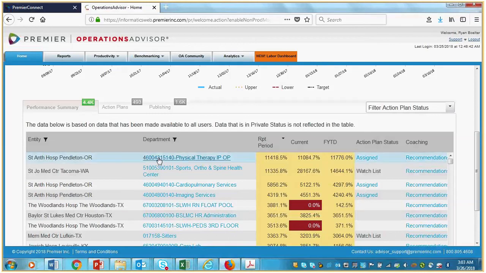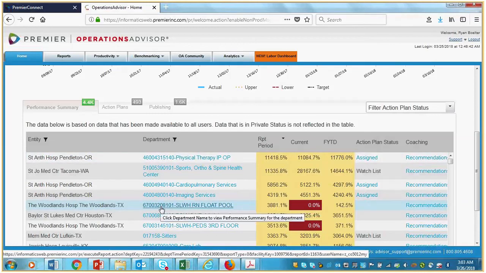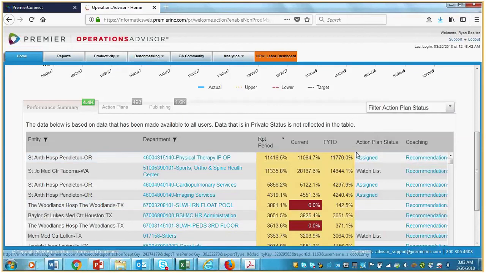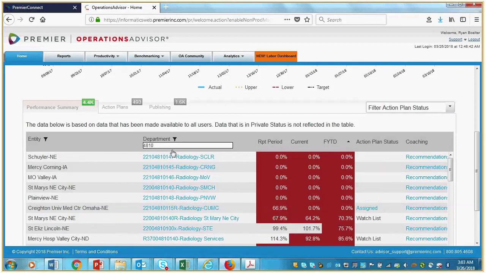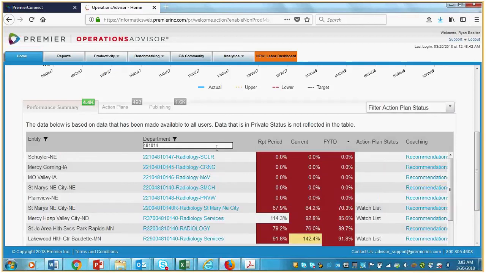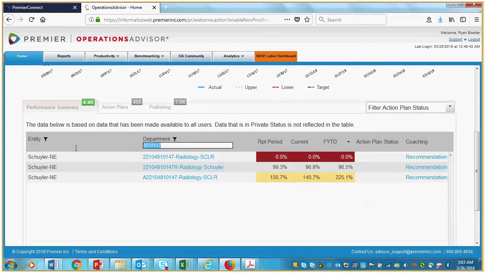So the hyperlink will automatically run that DPR for the most recent time period. Then you can see your reporting period, current period, and year-to-date productivity scores as of March 10th. You can sort these column headers, any of them, and you can filter. So if you wanted to filter on a department, you just start typing in keystrokes and it will start filtering it down to whatever you've entered. So then I remove that.